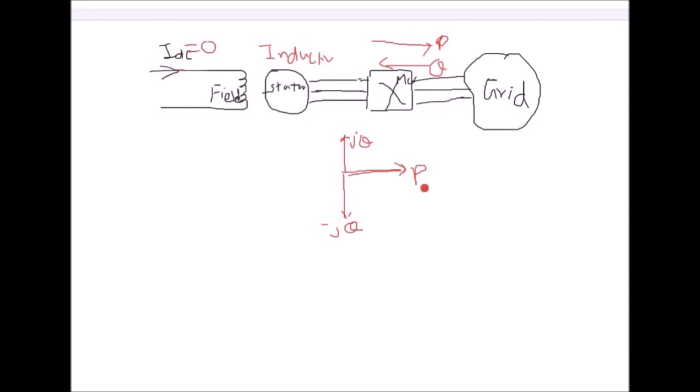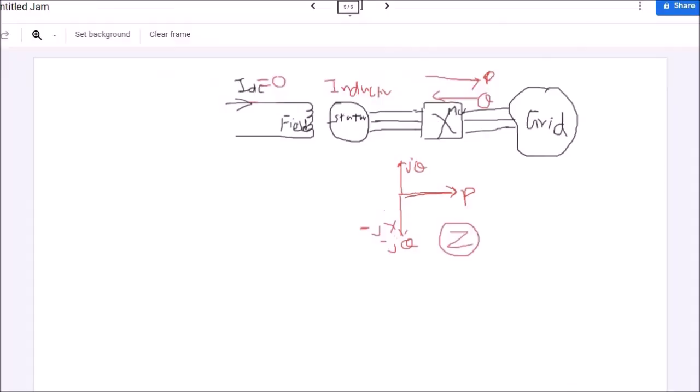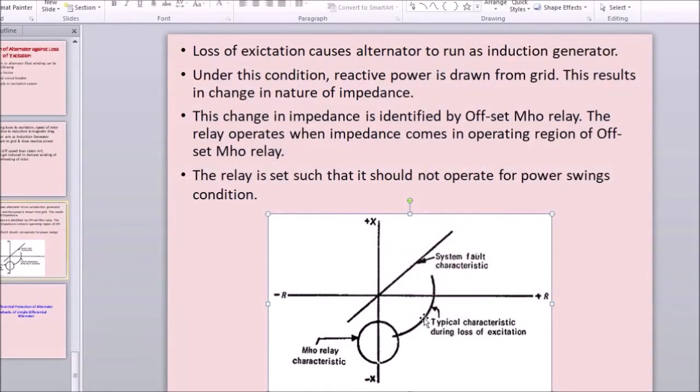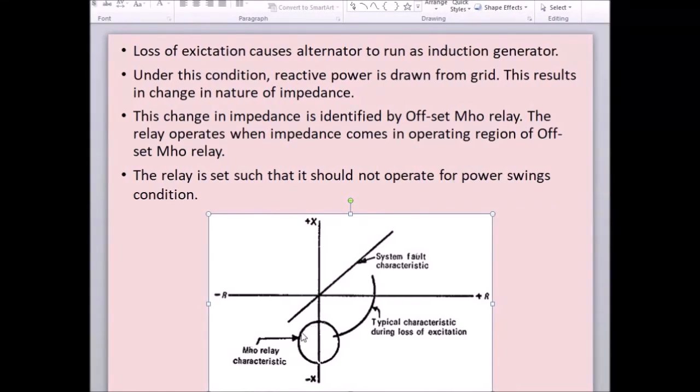The nature of impedance of the alternator changes, that is, the impedance shifts from the first quadrant to the second quadrant, and thus the change in impedance is detected by this Mho relay with offset. This circle is the operating zone of the Mho relay. Whenever the locus of impedance comes into this operating region, the offset relay will operate.